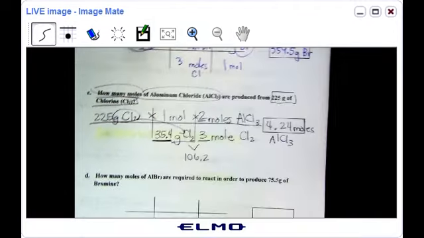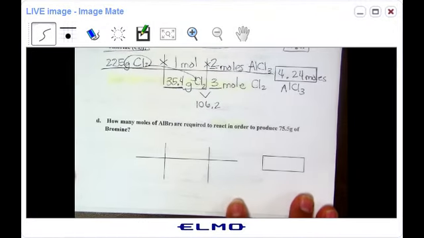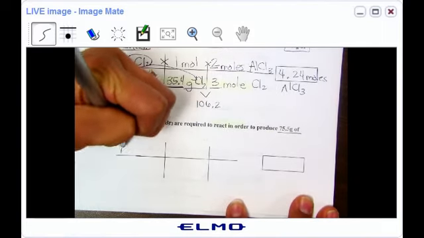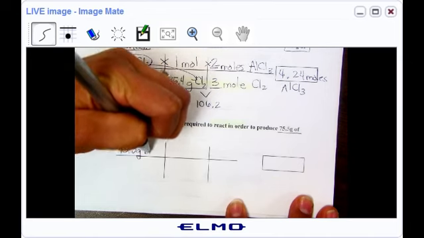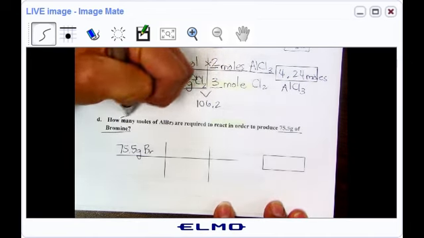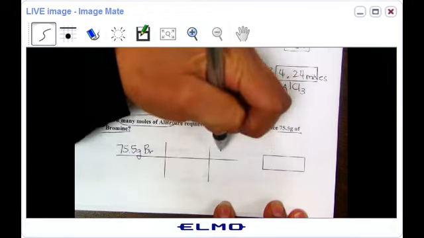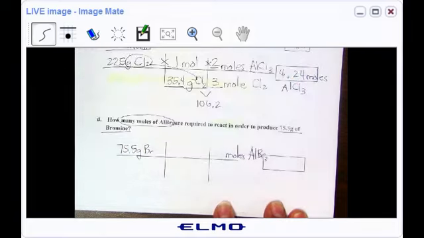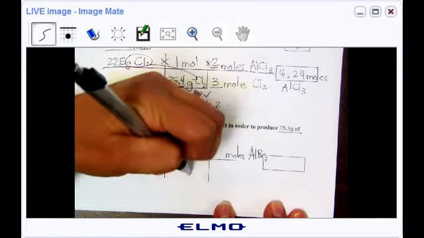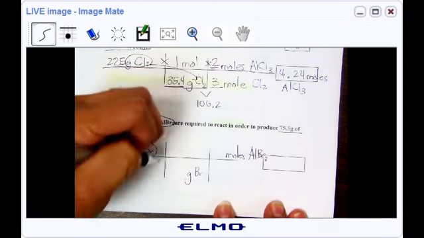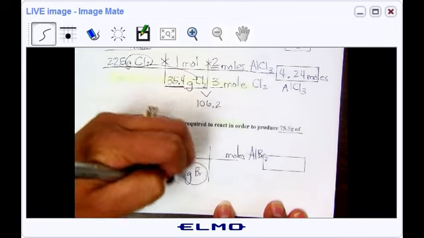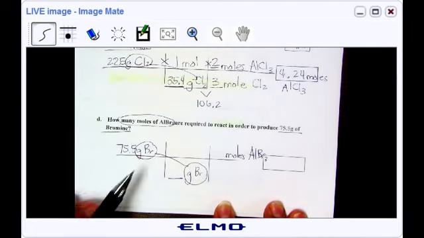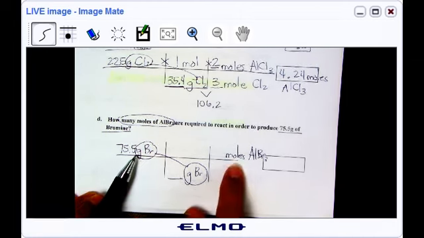I'm going to move on to D at the very bottom. I can just start off with the number they gave me. 75.5 grams of Br. What do I want? How many moles? I'm looking for moles of AlBr3. If this is grams of Br, this must be grams of Br. These two have to match. This is a grams to moles. I was given grams. I'm looking for moles.